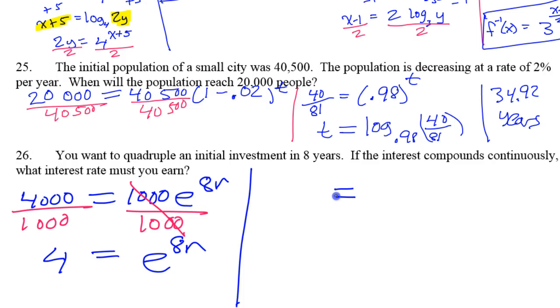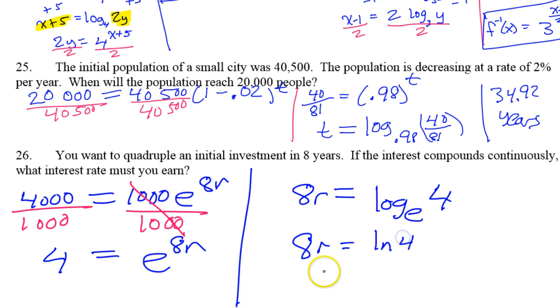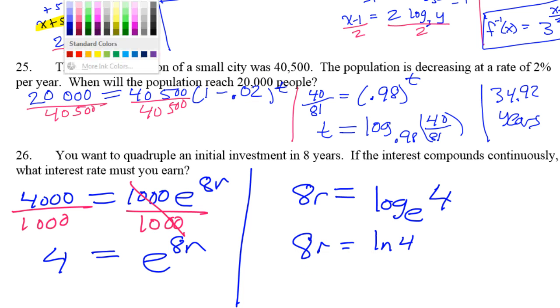Alright, so I had the base over here, so I have log base e. The 8r is going to come over here, and the 4 is going to come over there. So that's natural log 4. Alright, so all I have to do is divide both sides by 8, and I'm good.